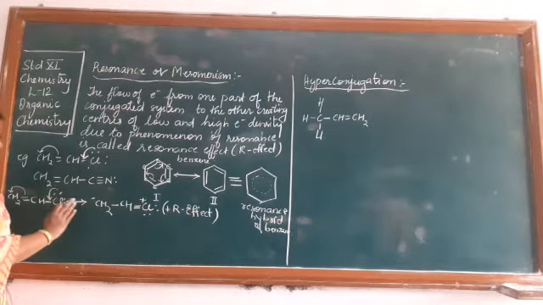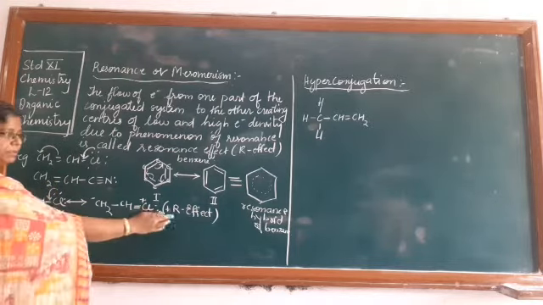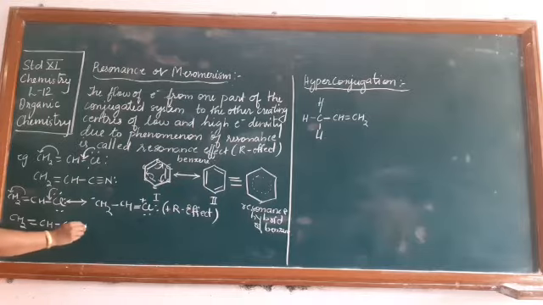That is, a group is giving or donating electrons towards the double bond. That means it will be plus R effect. Now, there are certain other ways you can show it. See, the second example we will take is CH2 double bond CH, C triple bond N. Now, this pair of electrons moves here.